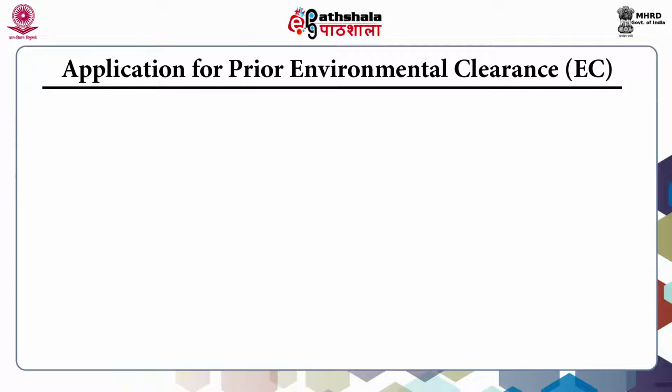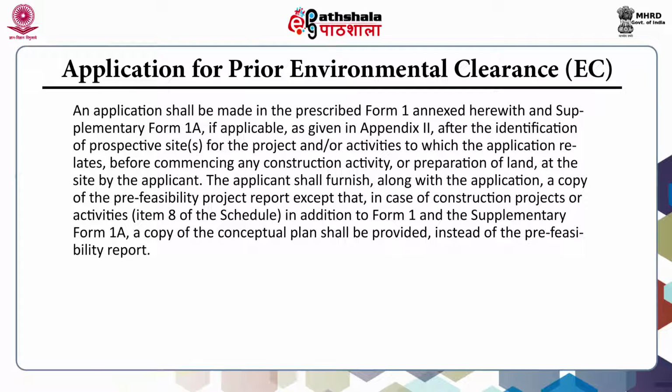Starting with application for prior environmental clearance. An application shall be made in the prescribed Form 1 annexed in this notification and supplementary Form 1A if applicable as given in Appendix 2, after the identification of prospective site for the project and or activities to which the application relates, before commencing any construction activity or preparation of land at the site by the applicant.